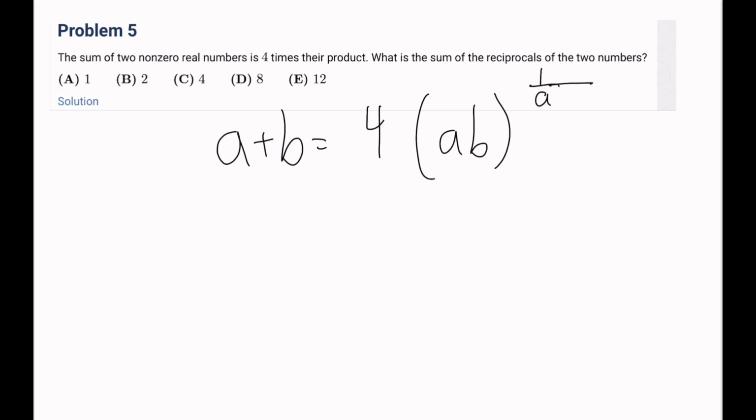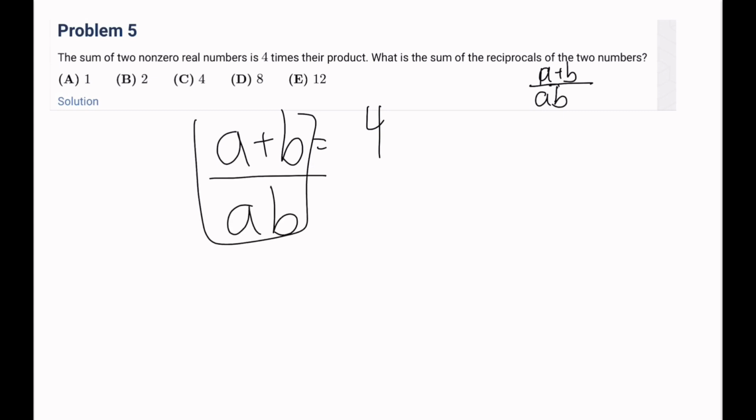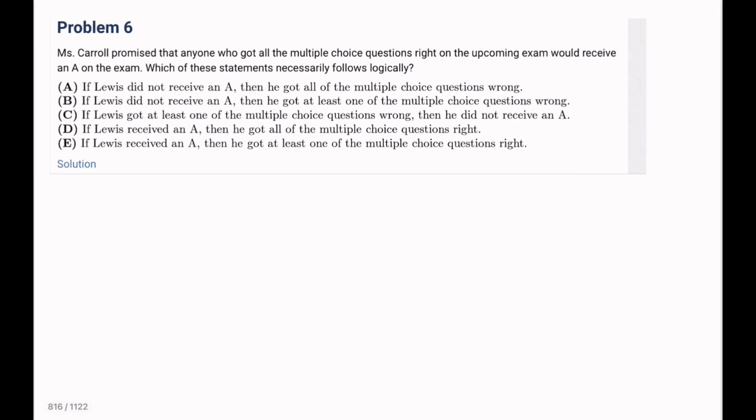And 1 over a plus 1 over b equals a plus b over ab. And so what we want is to divide by ab, so this will be ab, and that is exactly what we need. So the answer is 4, it's C.